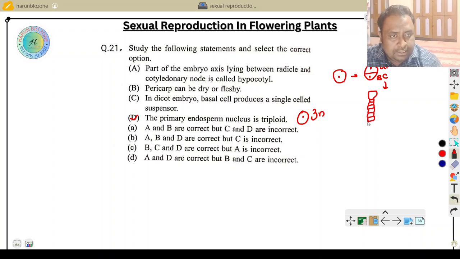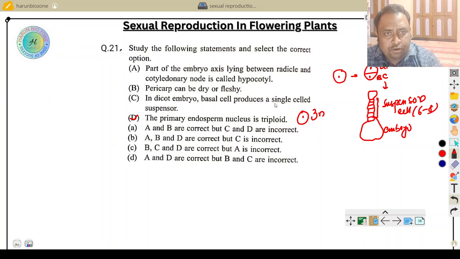6 to 8 suspensor cells. Then here the globular cells are produced. This is the embryo, and this is the suspensor cell, which is 6 to 8 in number. Okay, so here not single, this is 6 to 8.